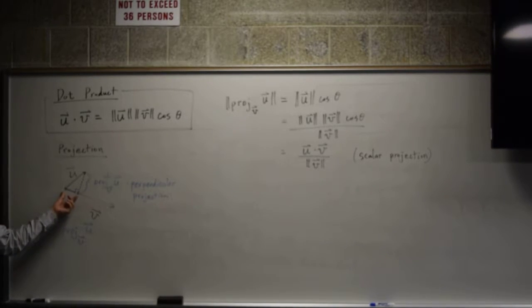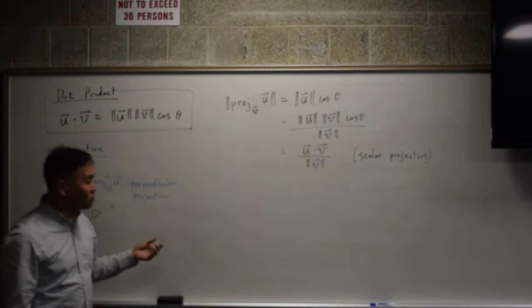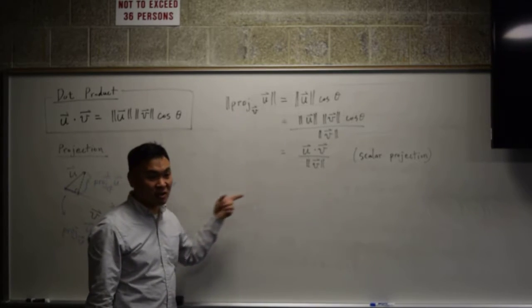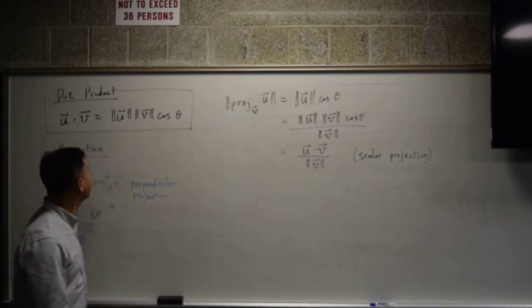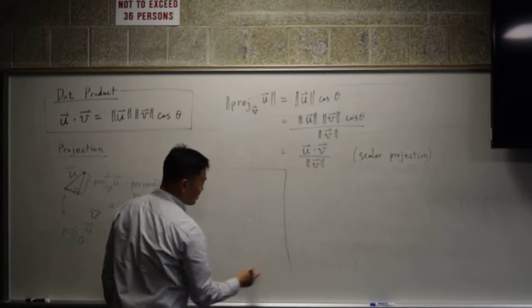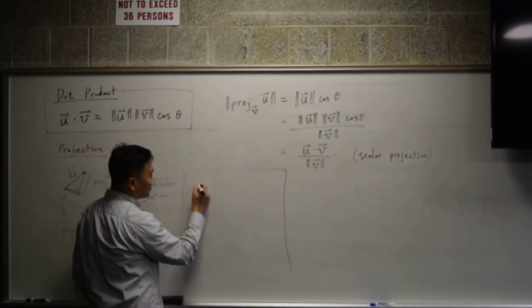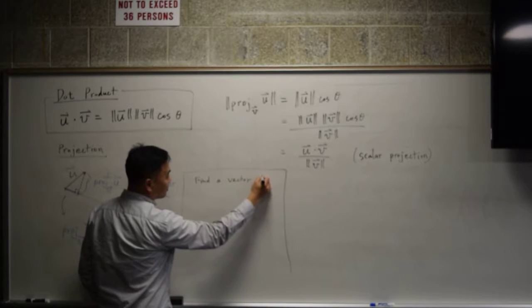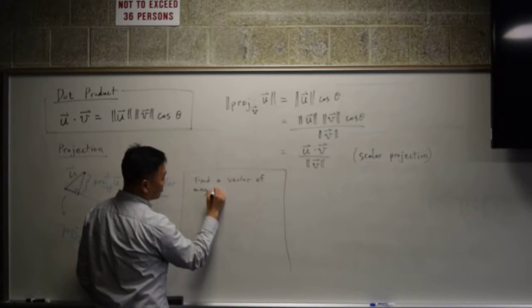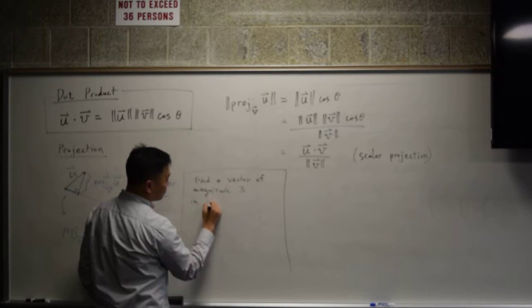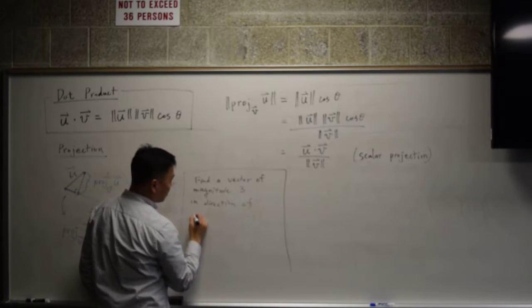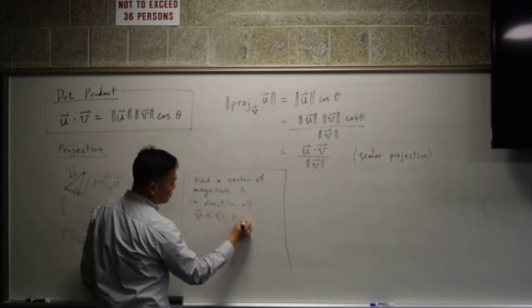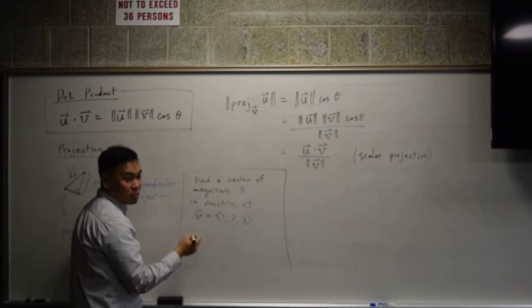How do you make a length into a vector? Well, you just need a unit vector in the direction of v and multiply by this length, right? Do you remember how we solved questions like find the vector in the direction of some vector? If you had a question like find a vector of magnitude 3 in the direction of v, say 1, 2, 3. How do you solve such a question?